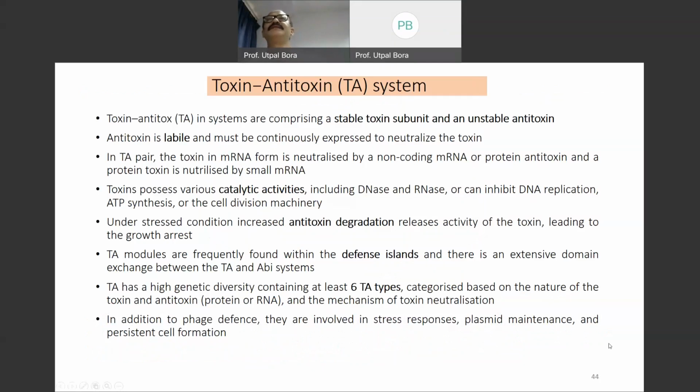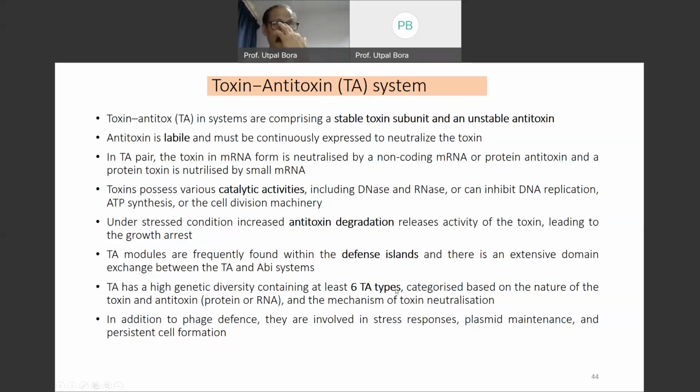The next is the toxin-antitoxin system. The toxin-antitoxin systems comprise a stable toxin subunit and an unstable antitoxin. Antitoxin is labile and must be continuously expressed to neutralize the toxin. In this pair, the toxin in mRNA form is neutralized by a non-coding RNA or protein antitoxin, and a protein toxin is neutralized by the small RNA. The toxins possess various catalytic activities, including DNase and RNase, or can inhibit DNA replication, ATP synthesis, or cell division. Under stressed conditions, increased antitoxin degradation releases the activity of the toxin, leading to growth arrest.